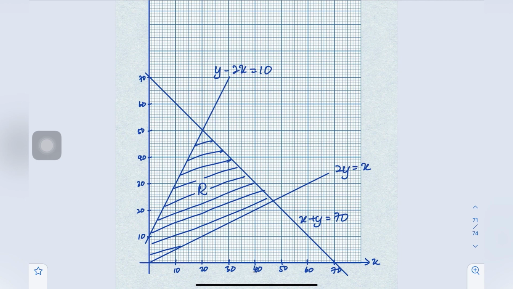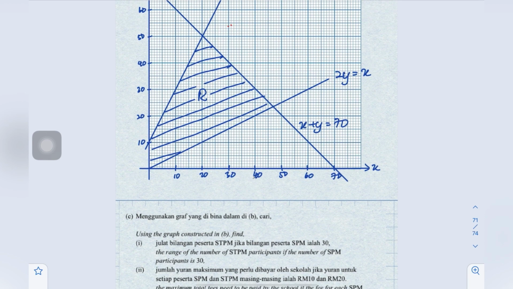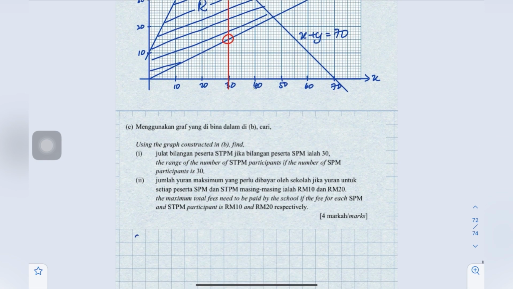Okay, then for C(i), find the range of the number of STPM participants if the number of SPM participants is 30. SPM is x, so you have to draw the line x equals 30. So x equals 30 here. Then the range of STPM, range of y, meaning from here to here, from 15 to 40. So C(i), the range of STPM, which is y, is more than or equal to 15 but less than or equal to 40.